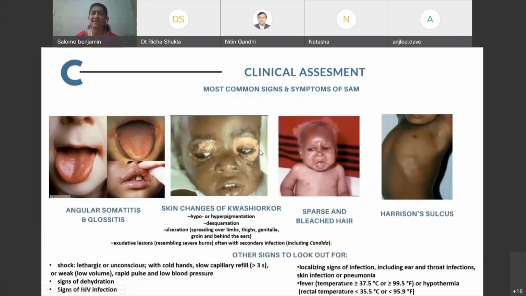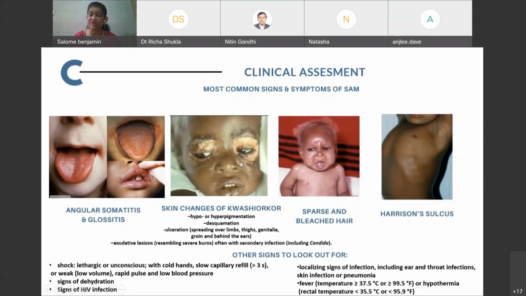So these are other clinical signs which you will look for as a nutritionist in your nutrition focused clinical examination: angular stomatitis, skin changes, sparse and bleached hair. We have seen it, and the Harrison's sulcus. So when you see this, write down in your notes, and each one you will have to tackle in your management, which is to be tackled first and second.